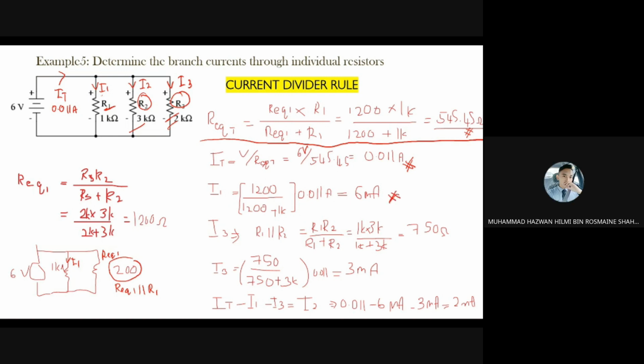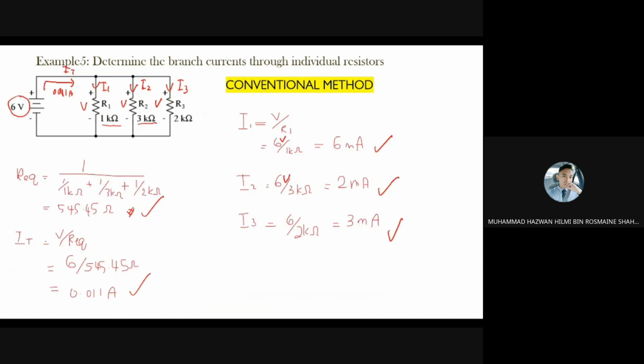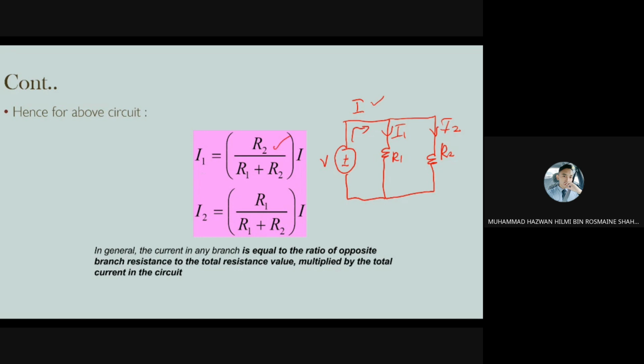What is the formula? Formula for current divider. If you want to get I1, so you use R2 over R1 plus R2 times I. Are you clear until here?